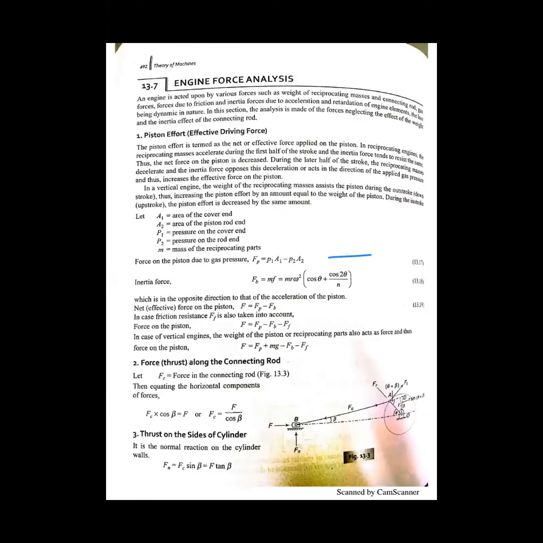Next we will write the inertia force, represented with F suffix b, and its value is m omega square r into cos theta plus cos 2 theta by n. What is the value of the inertia force? It is m a, where m is the mass and a is the acceleration of the piston, which we already found in the earlier section. That value is omega square r into cos theta plus cos 2 theta by n. That is our inertia force.